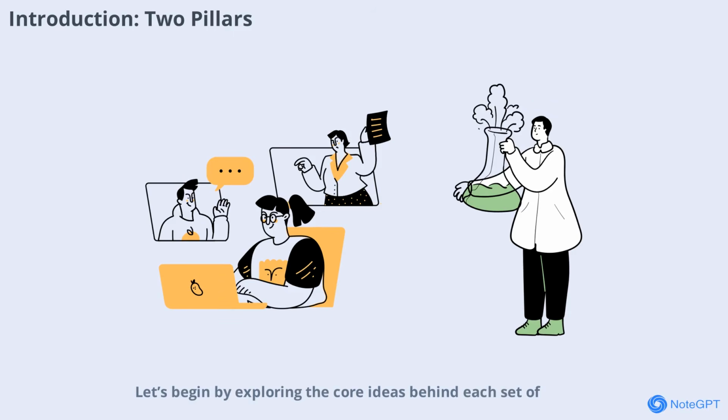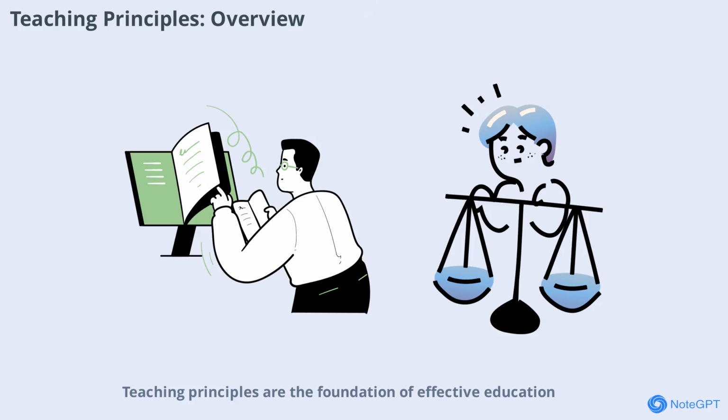Let's begin by exploring the core ideas behind each set of principles and why their synergy is so crucial for effective MLS education. Teaching principles are the foundation of effective education. They guide how instructors engage students, foster ownership, and create an environment where learning thrives. In the context of MLS education, these principles emphasize student-centered engagement, intellectual self-esteem, and the development of independent, critical thinkers. The goal is to make learning meaningful, interactive, and relevant, setting the stage for students to become confident professionals. Let's look at the core guiding principles that shape this approach.